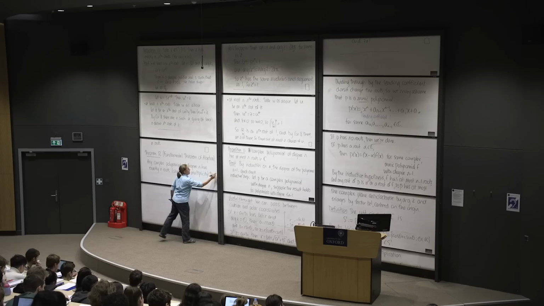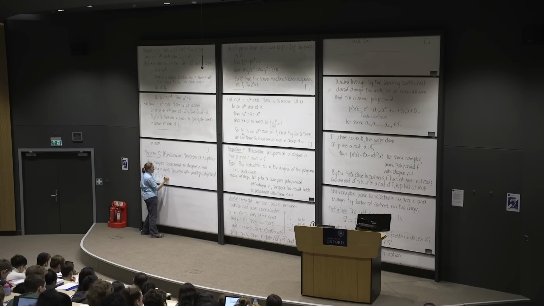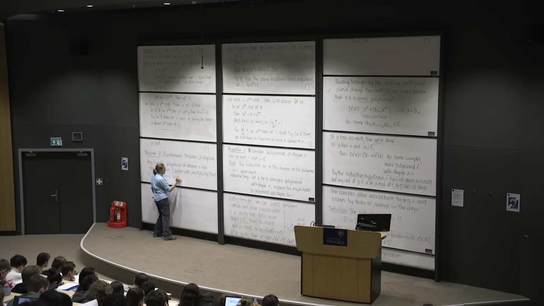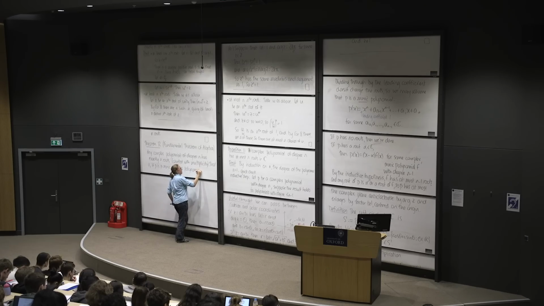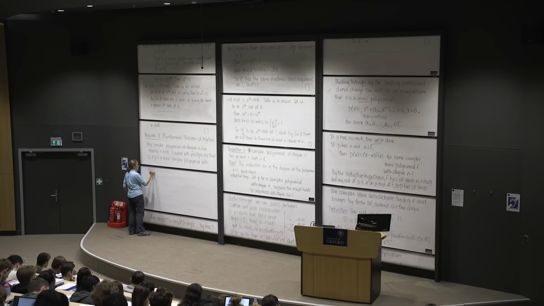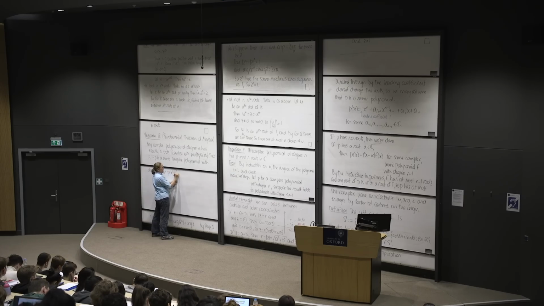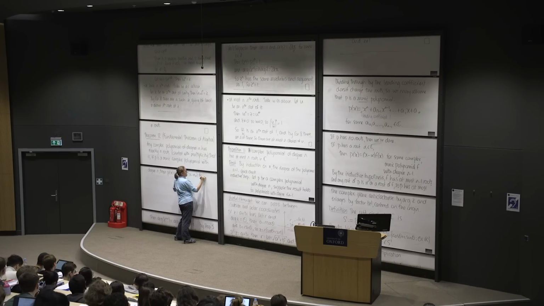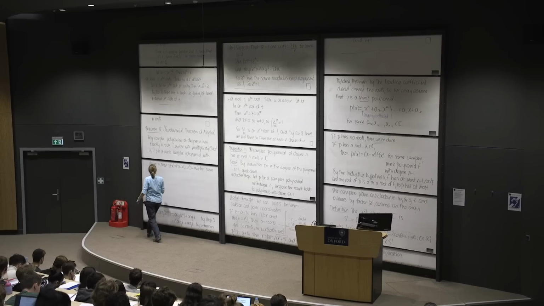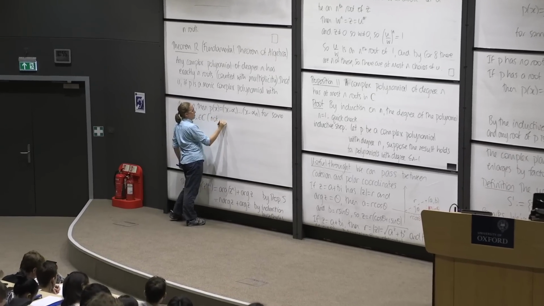So that is, if P is, well, we may as well focus on a monic complex polynomial with degree n, then we can factorize P of x is x minus alpha 1 up to x minus alpha n for some alpha 1 up to alpha n in C that don't have to be distinct.